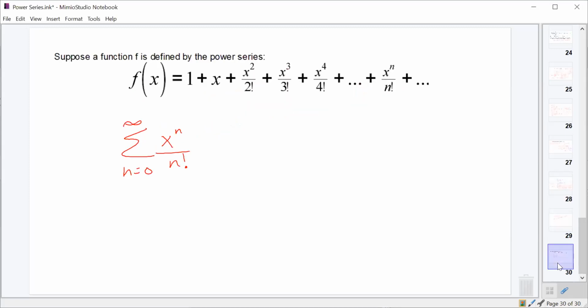So here is our series. It is x to the n over n factorial. I want you to figure out what this function represents without using a calculator, without going into Desmos and just graphing it. I want you to tell me what this function represents. In fact, let's do something with this. What is f prime of x?